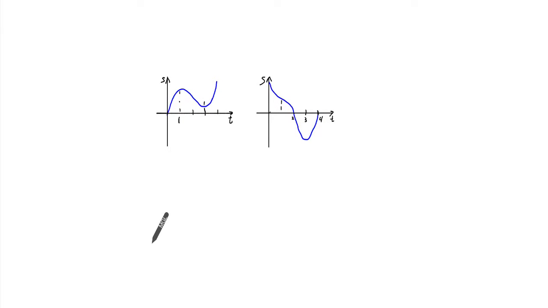These two are position functions. All right, so we still want to know when it is speeding up and when it is slowing down. And for that, we need the graph of the velocity. So look, this has a positive slope here, so it's positive for the velocity graph.